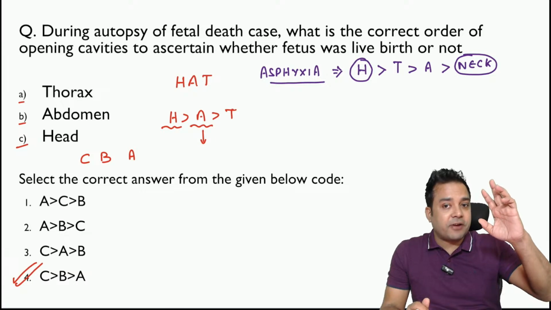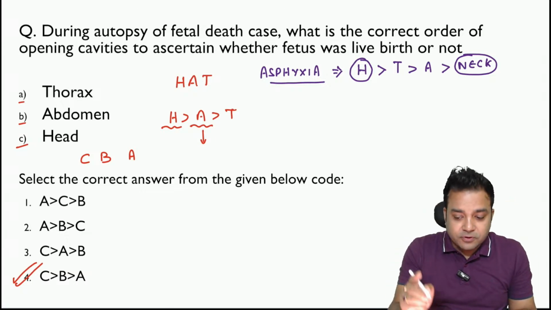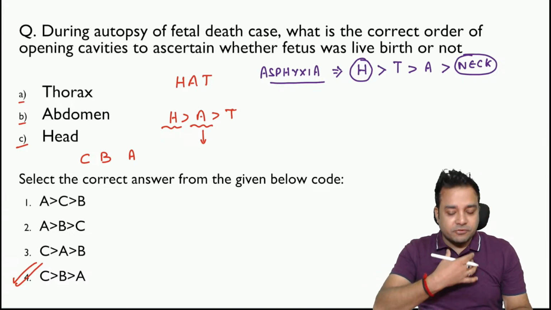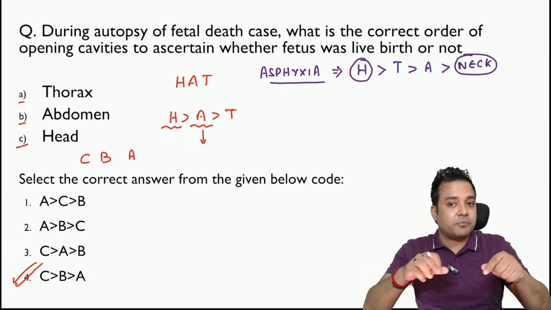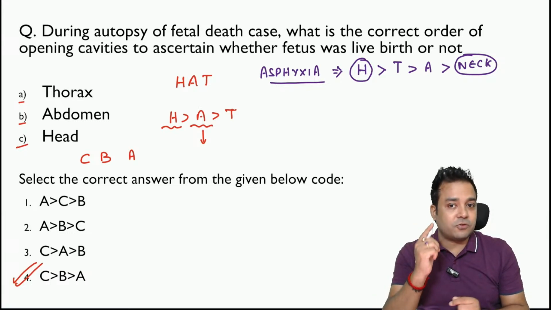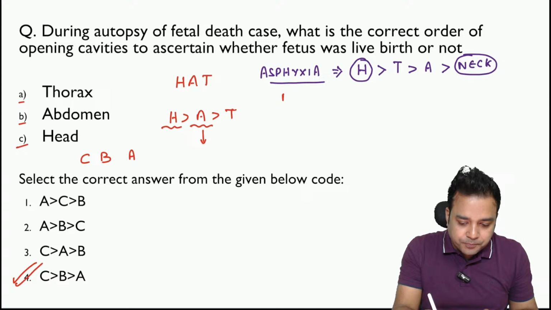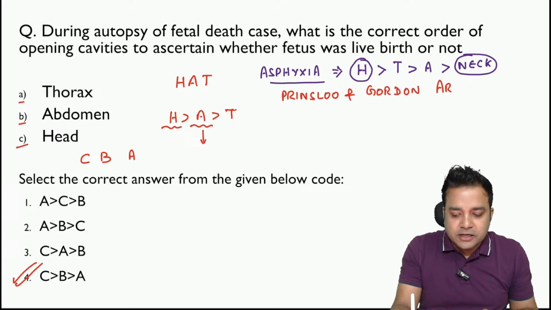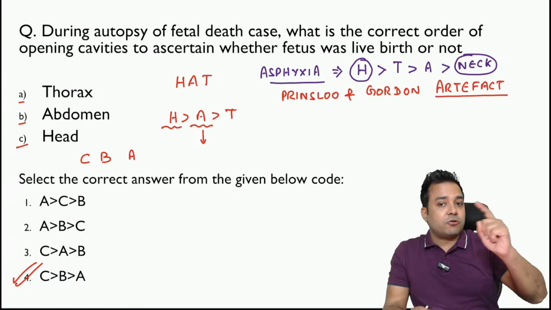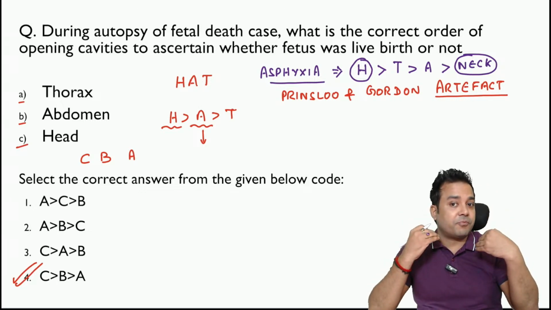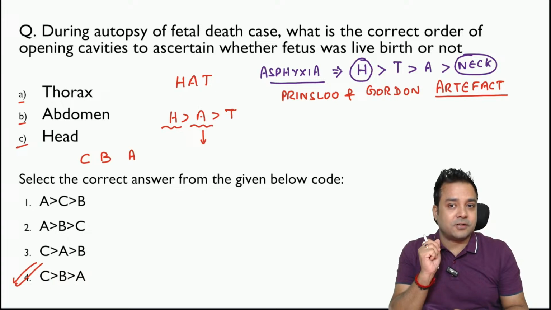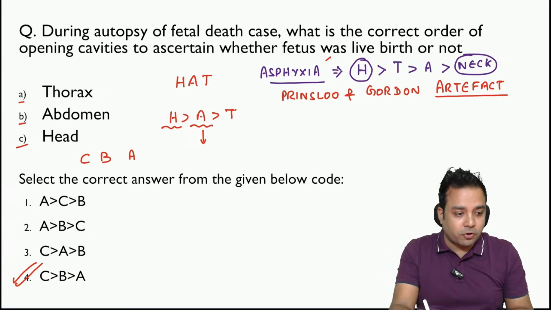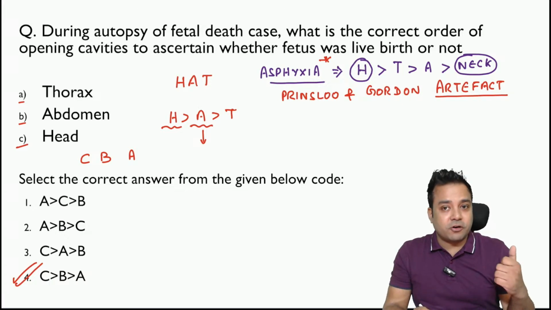What is the name of the artifact? If the neck is opened first, there will be extravasated blood over the anterior cervical vertebral regions. Who discovered this for the first time? Prinsloo and Gordon, so remember their names. This is what is called the Prinsloo and Gordon artifact. If this sequence is not followed by a doctor, he will create an artifact. What is an artifact? Something which is physiologically unrelated to the cause of death. This blood which has extravasated from the head is not responsible for causing death of the person, but it has been produced if you don't follow this protocol. Very good. Prinsloo and Gordon artifact.